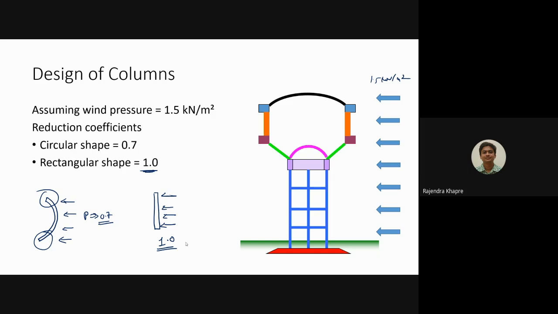Only in case of circular shapes, the pressure has to be reduced by 30%. Only 70% of the load will be acting. Okay, so this is as per the IS code. So let us calculate the wind pressure one by one.